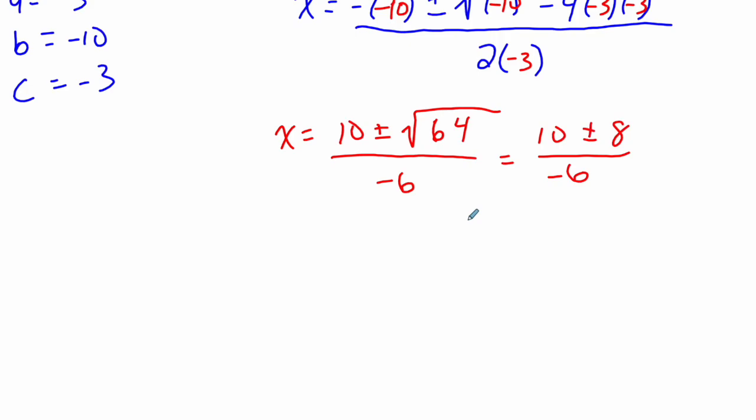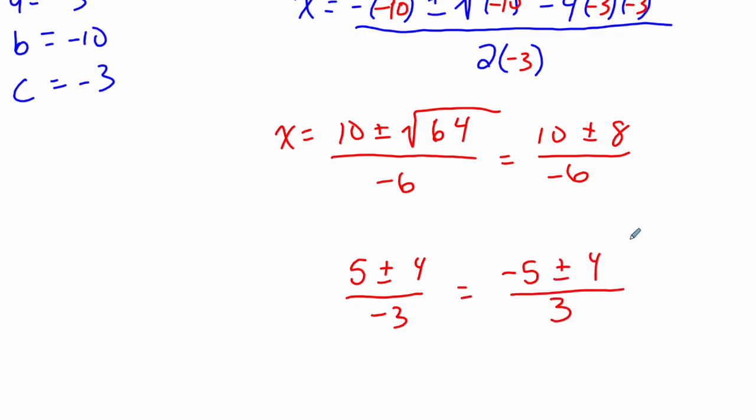So 2 options for our final answer here. These are all divisible by 2. So we could write this as 5 plus or minus 4 all over -3. Or this is the same thing as -5 plus or minus 4 all over 3. Either one of those would be acceptable answers. I'm not picky about that. Whether you divided a -2 out or a +2 out, doesn't really matter to me. So either of those are acceptable.